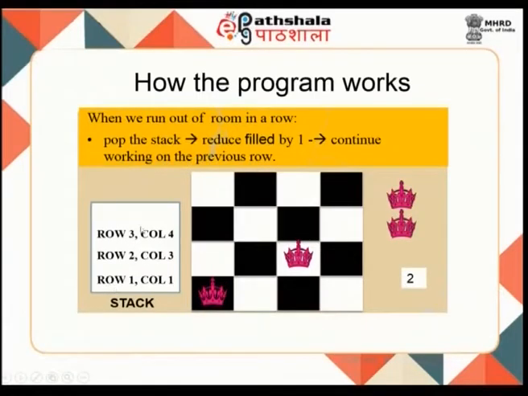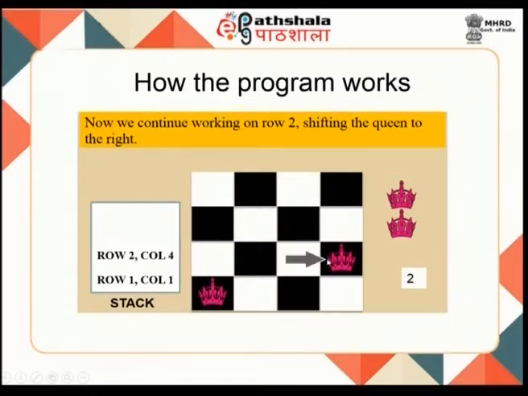Okay. So, what we do here is we run out of room, and so we pop the stack, because we cannot do the third queen, we have to go back to the previous decision we made of placing the second queen in column 3. So, now we have not yet found the position for the second queen. So, we reduce fill by 1, and now we have to search for another position for it to move to. Obviously, there is only one, this position has been stored on top of the stack. So, we go to the next column.